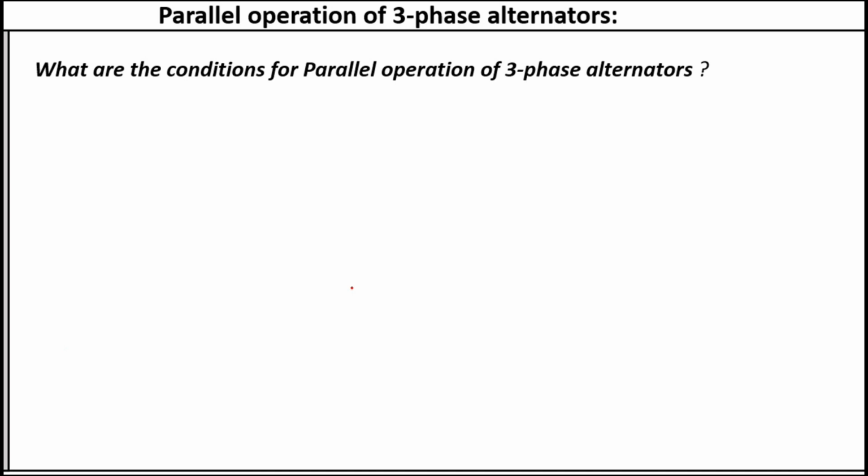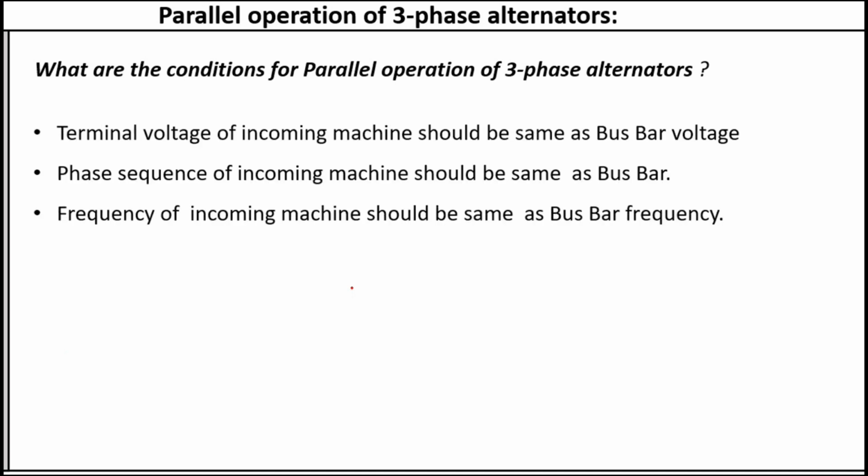So which are the conditions required for parallel operation of three-phase alternator? First is the terminal voltage of the incoming machine should be the same as the busbar voltage.